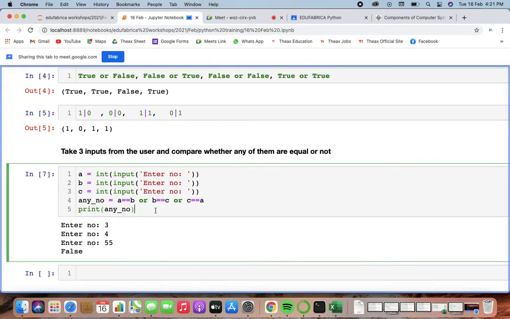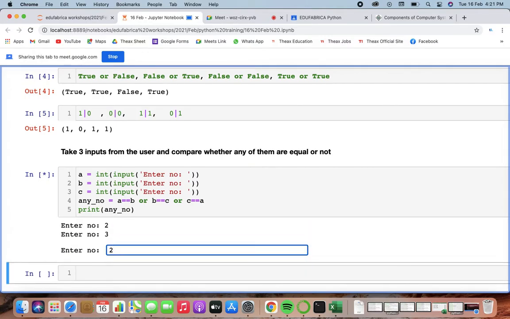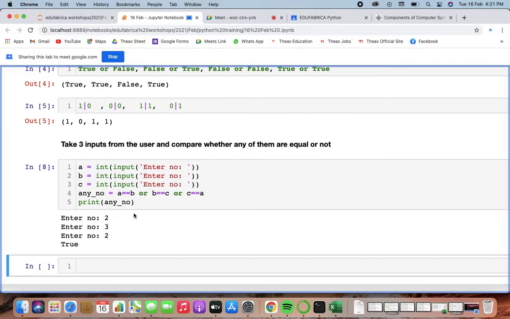So for 3, 4, 5, no numbers are equal, alright? For 2, 3, 2, it says that numbers are equal. Then in the conditional statements, when you get to conditionals, you can apply that there: if these numbers are equal, then print which numbers are equal particularly. Okay, like that. Alright, let's go.